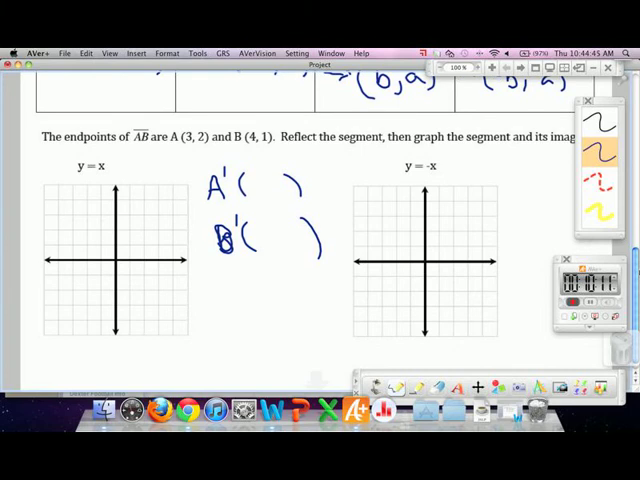Hopefully you applied the coordinate rules. Let's see, for the line of symmetry y equals x, we'll flip the coordinates. So if the original was at 3, 2, and 4, 1, then the image is at 2, 3, and 1, 4.